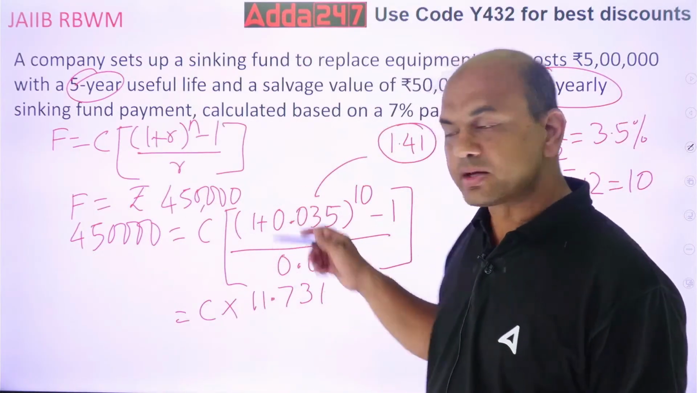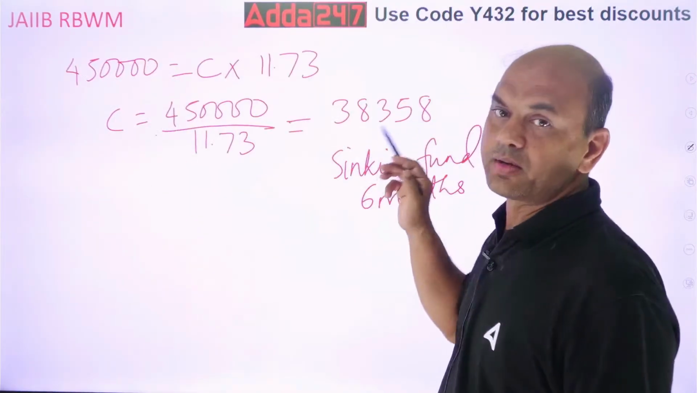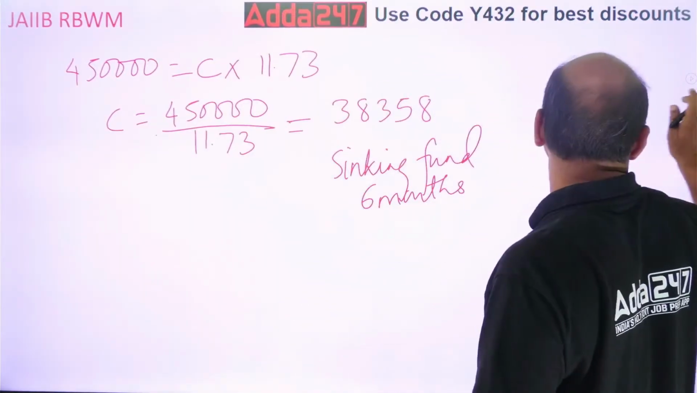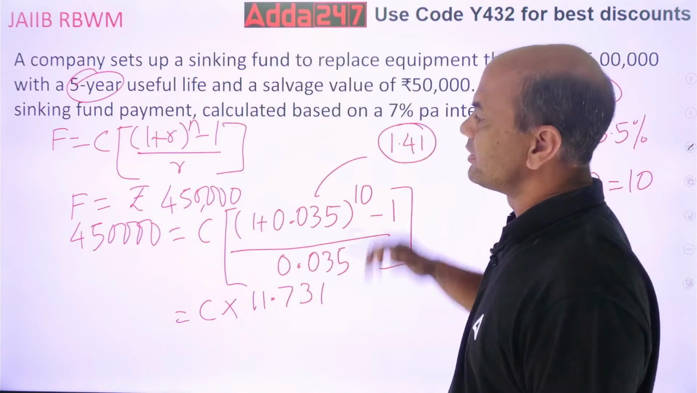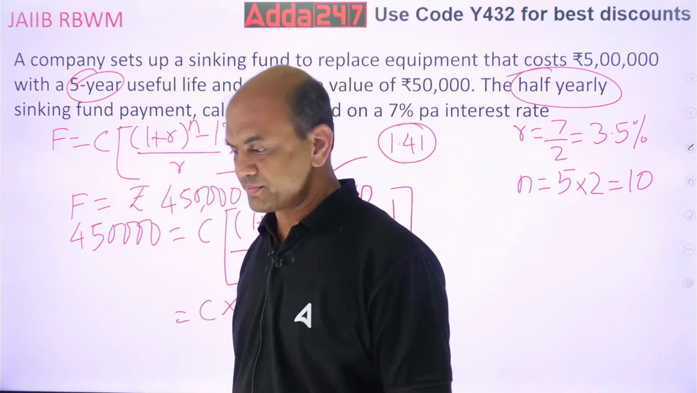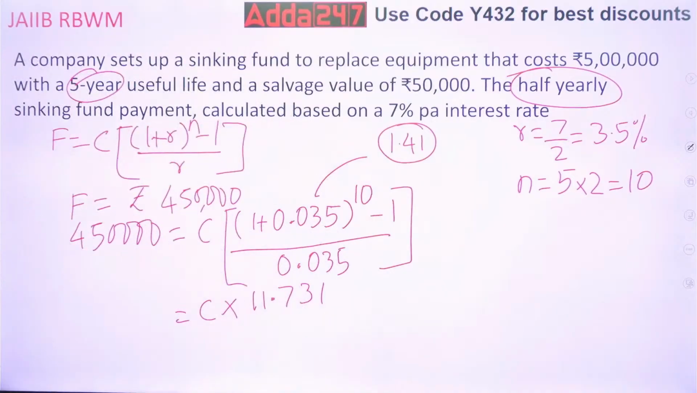So if you keep 38,358 per 6 months separately at the rate of 7% per annum, then you will get this amount 4,50,000. Got it, everyone? Clear?